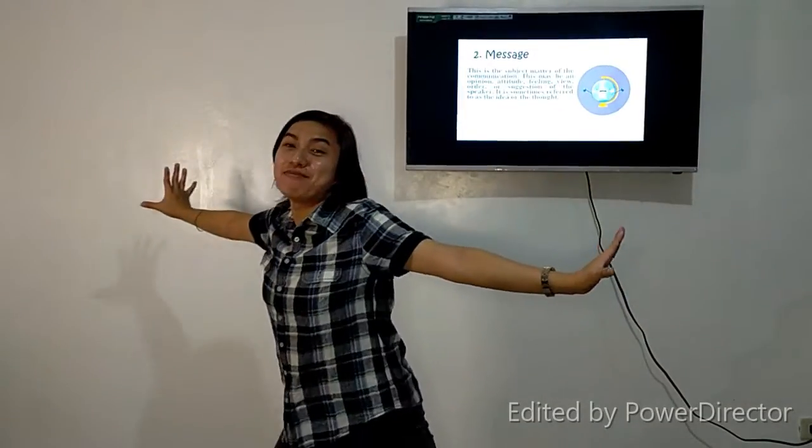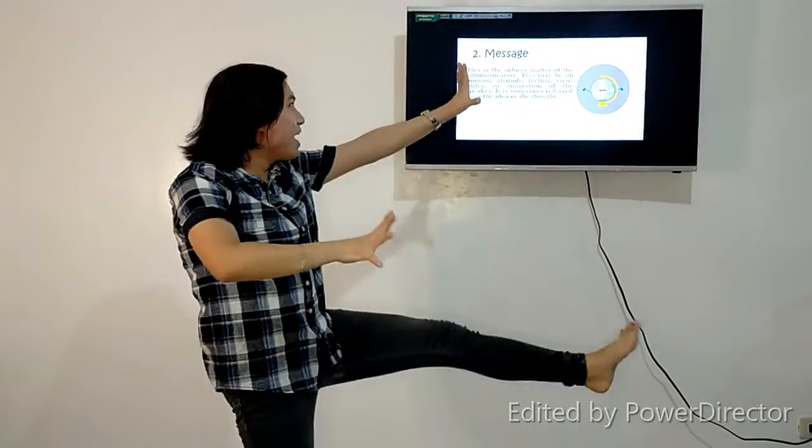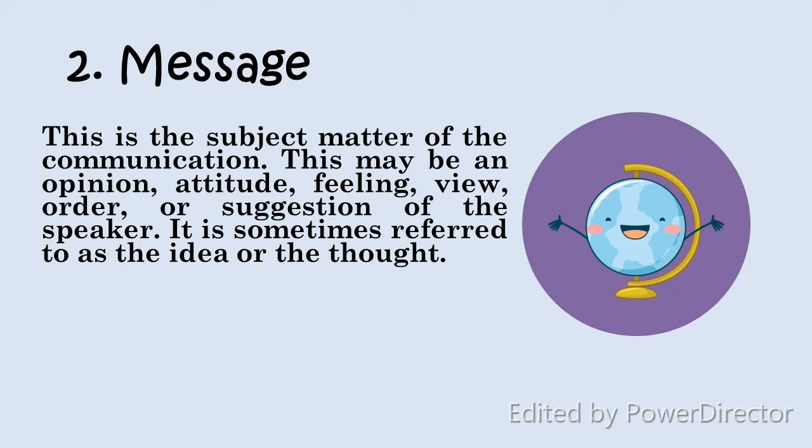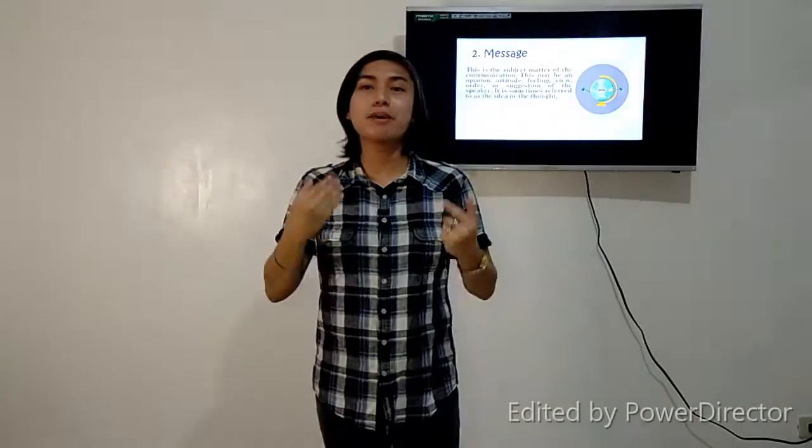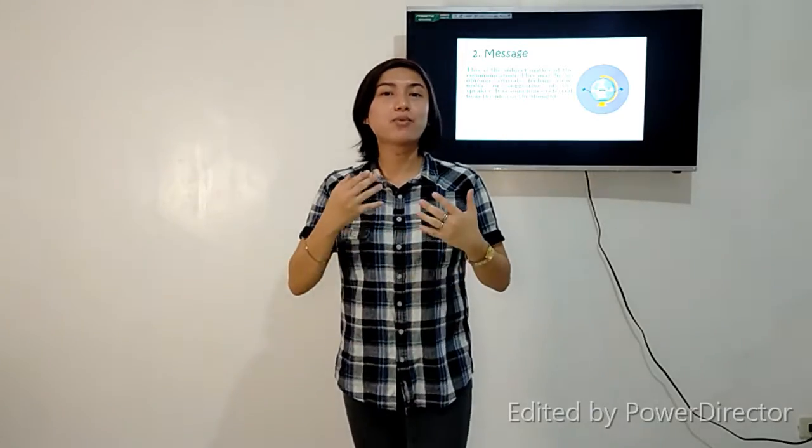The second element is what we call the message. This is the subject matter of the communication. This may be an opinion, attitude, feeling, view, order, or suggestion of the speaker. It is sometimes referred to as the idea or the thought. Now, class, take note that the messages can be in the form of verbal, non-verbal, or visual, depending on how the sender would like to encode the message itself.